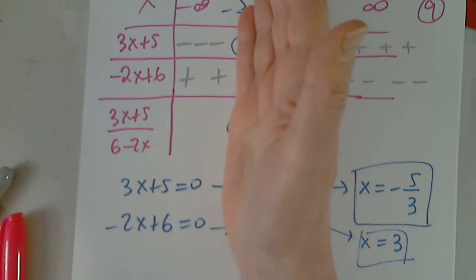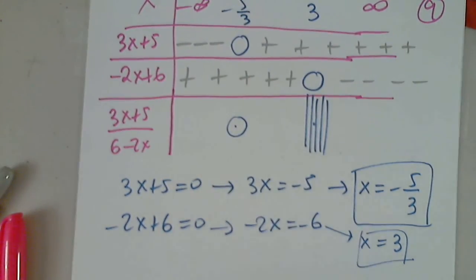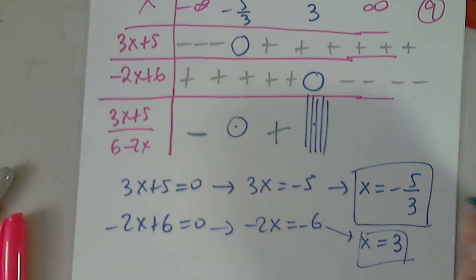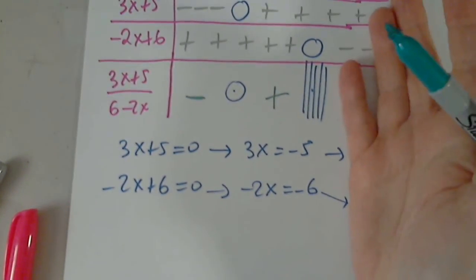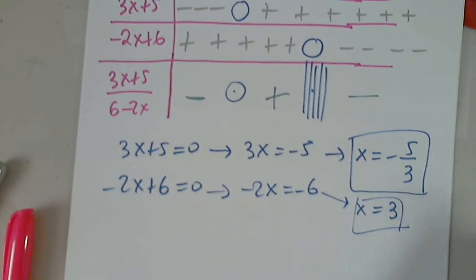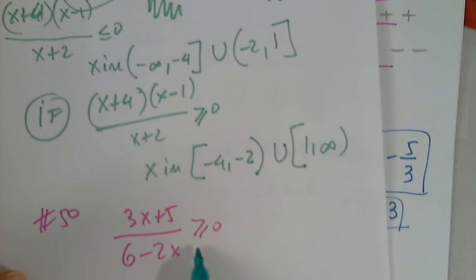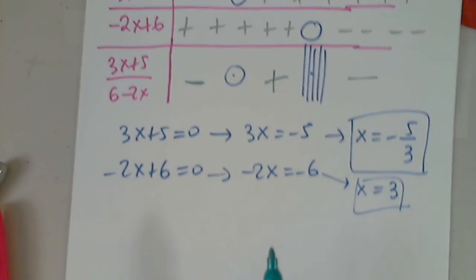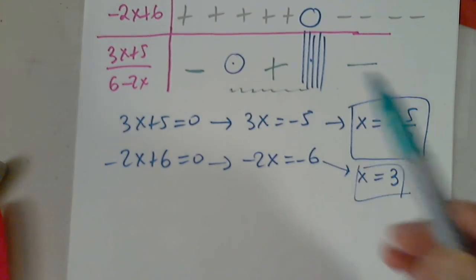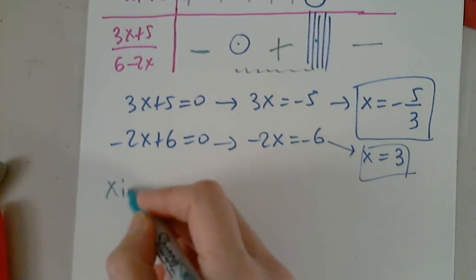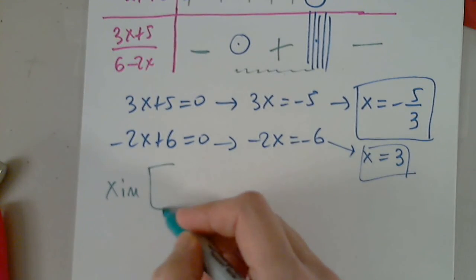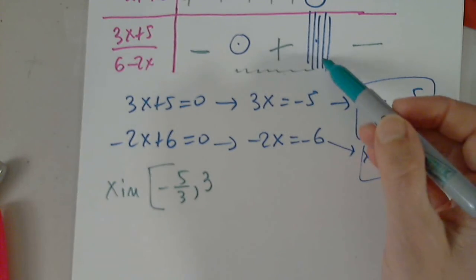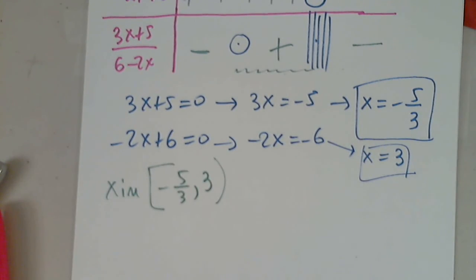Good. On the first subinterval, I count a negative. On the next subinterval, I don't count any negatives. There are none. On the last one, I count the negative. So now it says positive or 0. Positive or 0 is only here. So x in the interval, closed at -5/3, a bracket, but 3 is undefined, so I cannot include it.